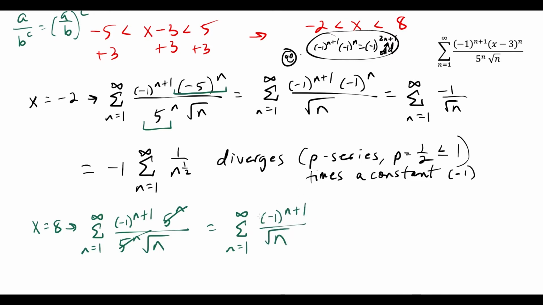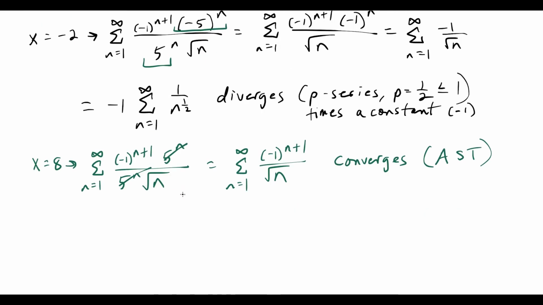So this time around, this is different because this is an alternating series. And the non-negative part, 1 over square root n, is positive, decreasing, and the limit as n goes to infinity of 1 over root n goes to 0. So by the alternating series test, this series converges. So we're just abbreviating here. This series converges by the alternating series test.